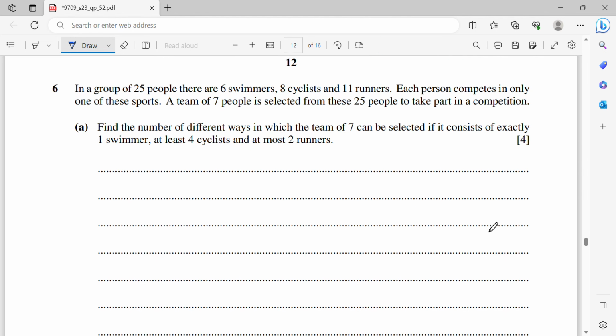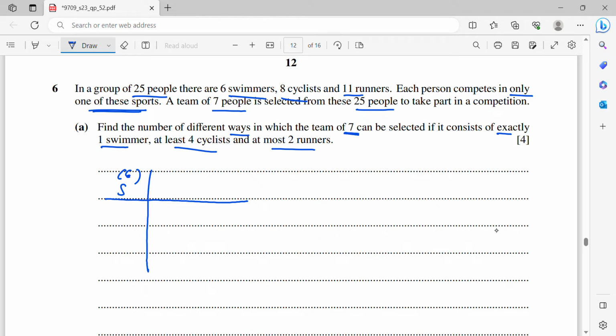Okay, now next question, number 6. In a group of 25 people, there are 6 swimmers, 8 cyclists, and 11 runners. Each person competes in only one of these sports. A team of 7 is selected from these 25 people to take part in a competition. Now find the number of different ways in which the team of 7 can be selected if it consists of exactly 1 swimmer, at least 4 cyclists, and at most 2 runners. Okay, so for this, I will draw a table. So at first, you will have 6 swimmers.